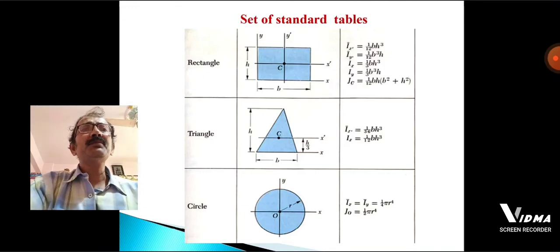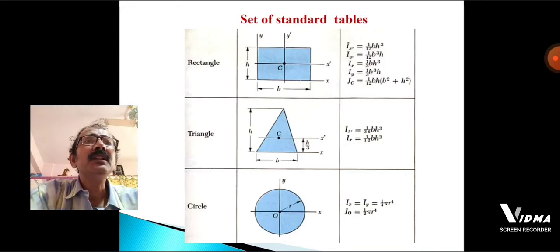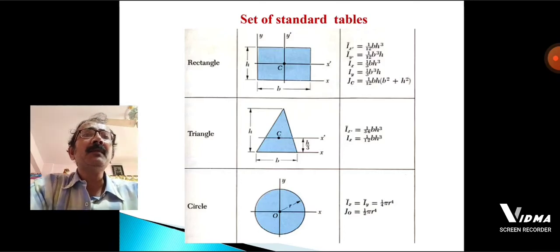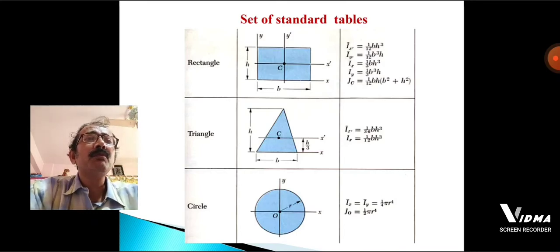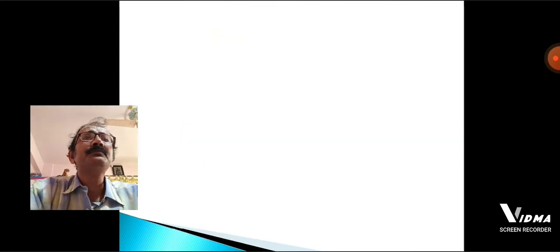In the case of the second diagram, the triangle, with respect to the x dash axis, I bar x dash is bh cube by 36, and I_x, with respect to the base, is bh cube by 12. In the case of a circular area, where r is the radius, I_x and I_y are the same: pi r to the power 4 by 4, and J is pi r to the power 4 by 2.